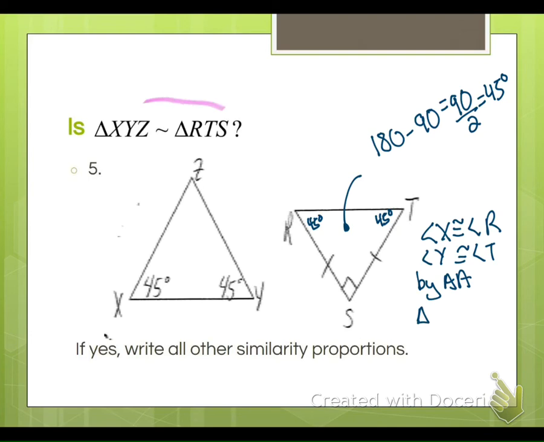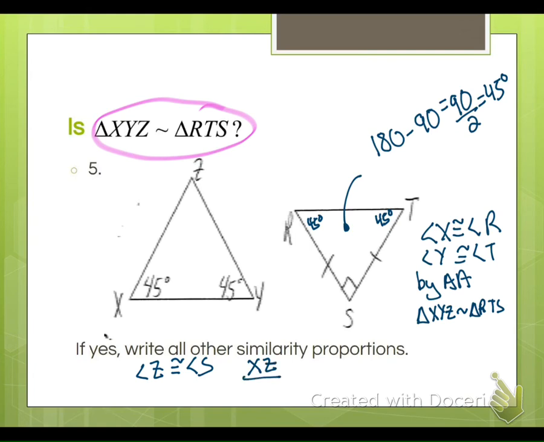We don't have to do all the work of matching them up if we don't want to, because it's already written at the top. So triangle XYZ is similar to triangle RTS. And then if that's true, we're going to write all the other similarity proportions. So we're going to start by listing the other angle that we didn't do. So I think that's going to be Z is congruent to angle S, is the only one we didn't list. And then we're going to compare the sides. So we have XZ. Oh, nope, XY we'll start with is similar to RT, which is equal to Z.